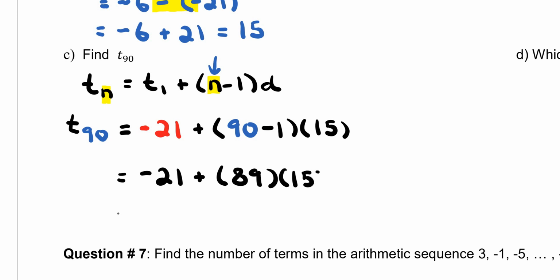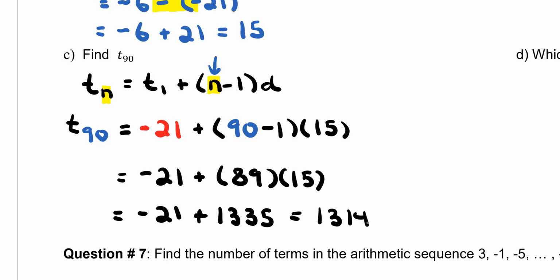Then from here you can go to your calculator and calculate 89 times 15. It's going to be a pretty big number, 1,335. And then if we subtract the 21 from that, we get our final answer, which is 1,314, which is term 90.